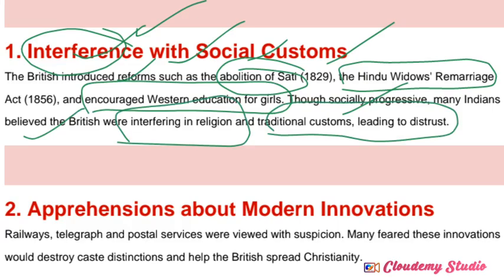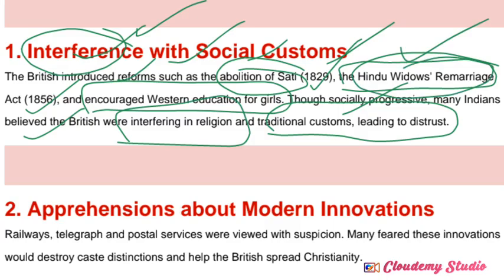See, the abolition of sati. Sati was actually practiced in Indian society. That is a blind belief as we say at present, but at that time it was a social and religious belief of the Indians. But the Britishers introduced the act of abolition of sati. This year is also very important, 1829. Next, the Hindu Widow Remarriage Act, 1856, was introduced. Widows were not allowed to remarry, so that was also one of the reforms brought by the Britishers.